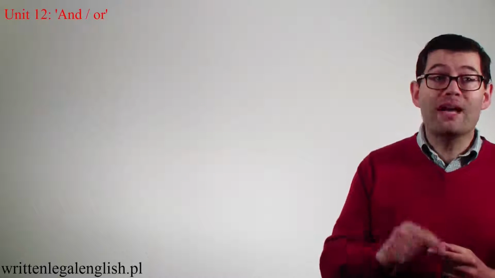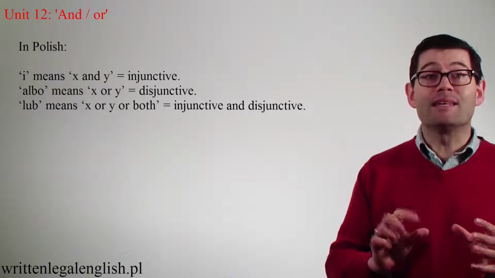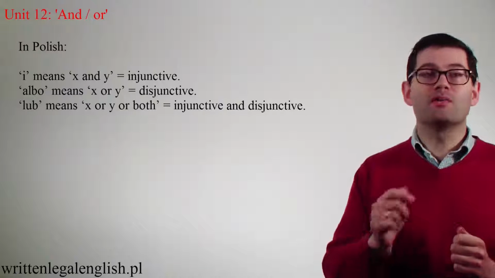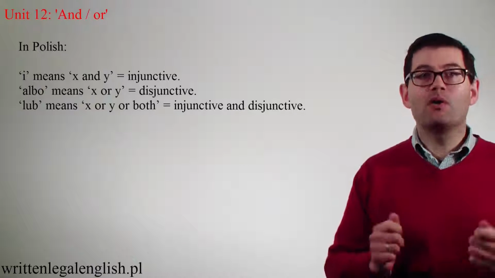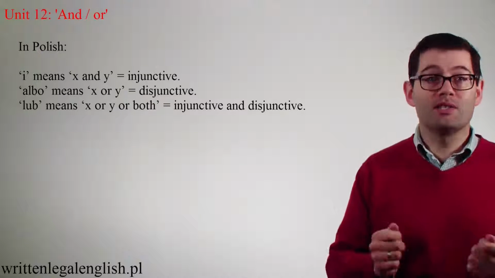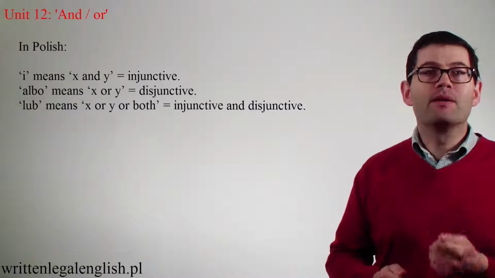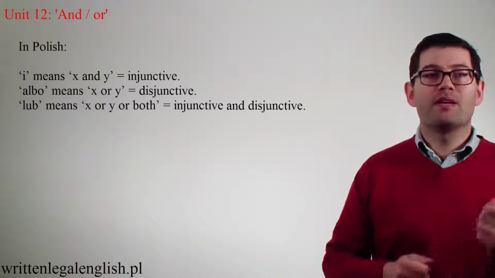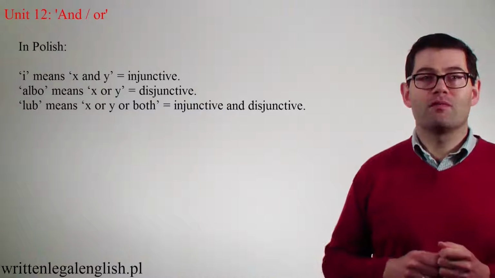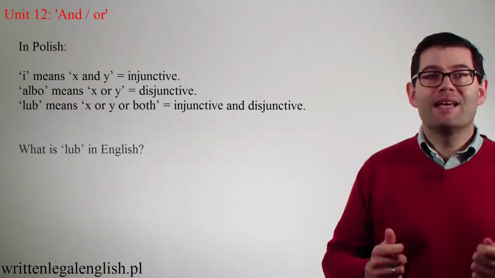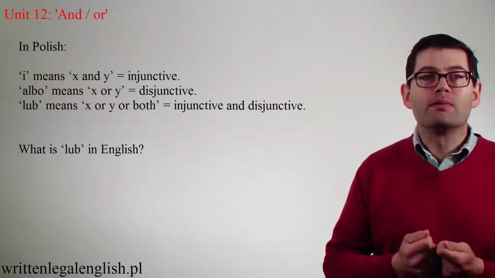The common law courts' approach to "and/or" is a problem when, in other languages, these terms do have specific meanings based on logic. For example, in Polish, you have terms such as "i", which means X and Y, which is injunctive. "Albo" means X or Y, which is disjunctive, and then you have "lub", which means X or Y or both, injunctive and disjunctive.